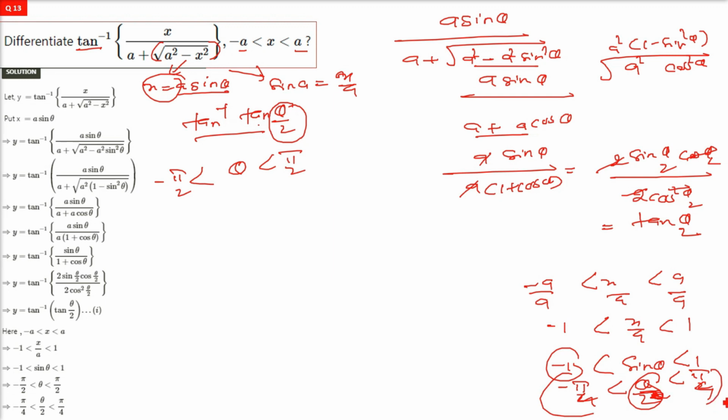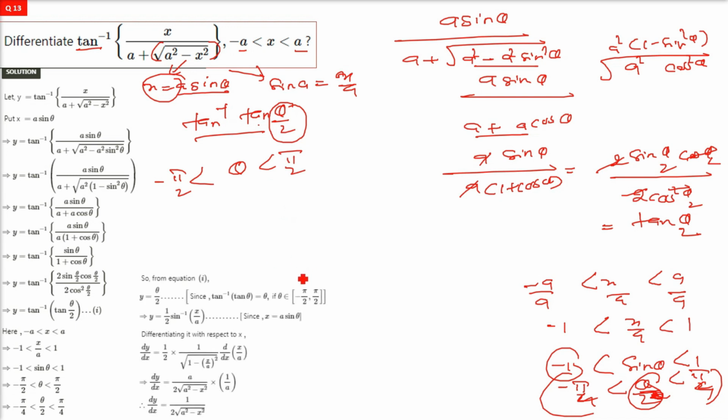So don't worry about any addition or subtraction to theta by 2. Just bring theta by 2 outside. Cancel tan inverse. And we have to differentiate theta by 2. So y equals theta by 2. But you cannot differentiate theta, theta is being introduced by you. You have to convert it into x. So theta will be sin inverse x by a from what we have chosen. So sin inverse x by a, and there is a 1 by 2 also.